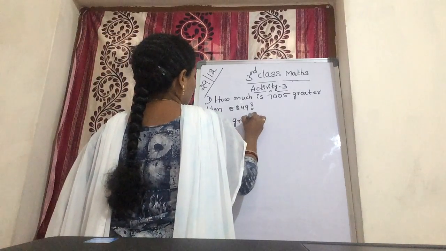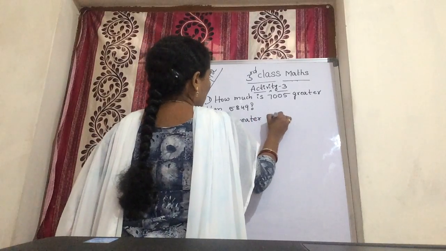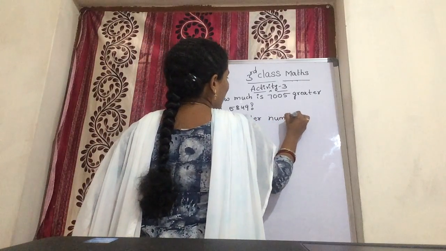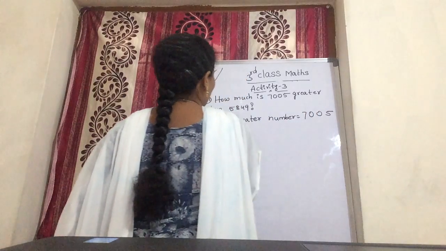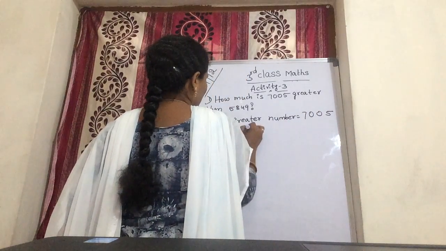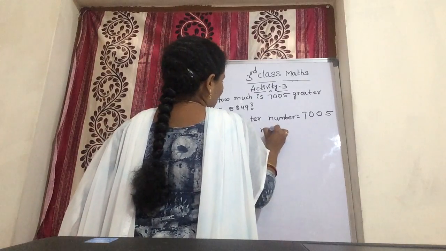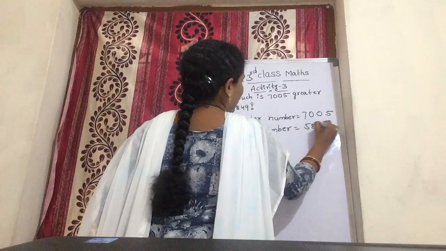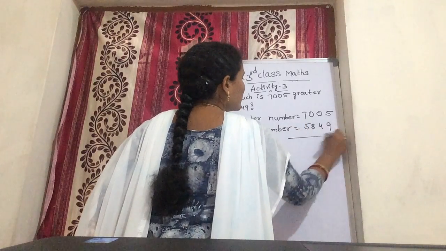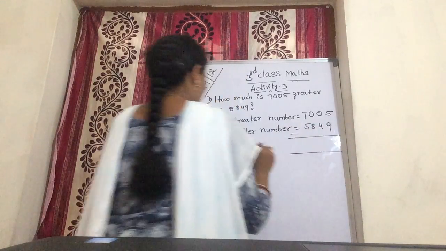A greater number, how much, Amma? 7,005. Now, smaller number. 5,849. Now you are doing subtraction.